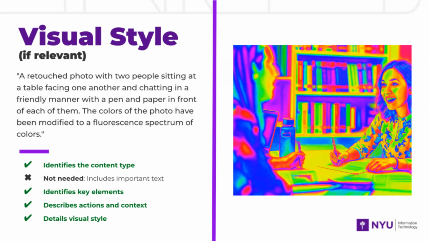If the image has a strong artistic style or its visual appearance is relevant for the context, note the colors or effects. The description for the example image reads, a retouched photo with two people sitting at a table facing one another and chatting in a friendly manner with a pen and paper in front of each of them. The colors of the photo have been modified to a fluorescent spectrum of colors. All techniques but text transcription were used because there is no relevant text within the image.